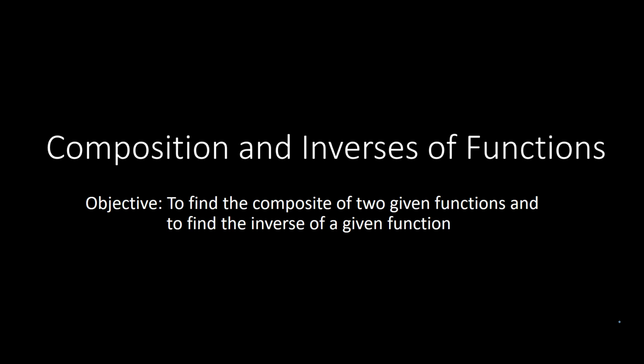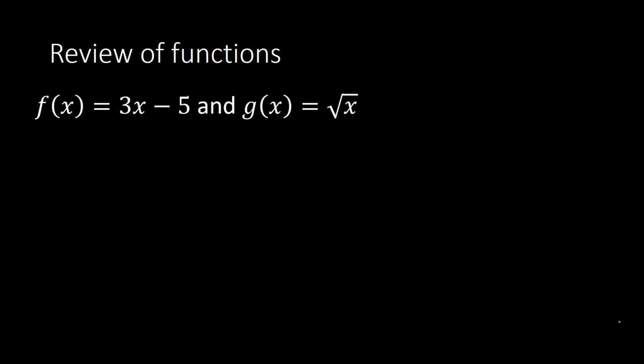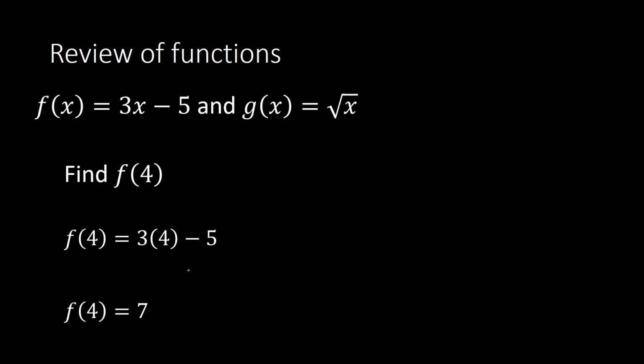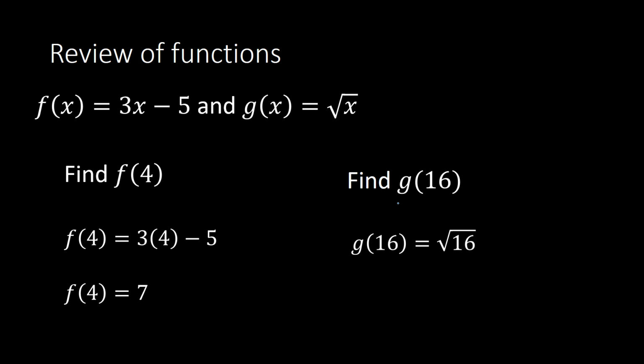So a little review. We remember back from a previous chapter how to find a composition of functions. So here we have two functions: f of x equals 3x minus 5, and g of x equals the square root of x. If you're told to find f of 4, then all you do is you plug a 4 in for x and solve. So we have 3 times 4 minus 5, which is going to be 7. If you're told to find g of 16, you plug a 16 in for x in the g function, and you have the square root of 16, which is going to be 4.